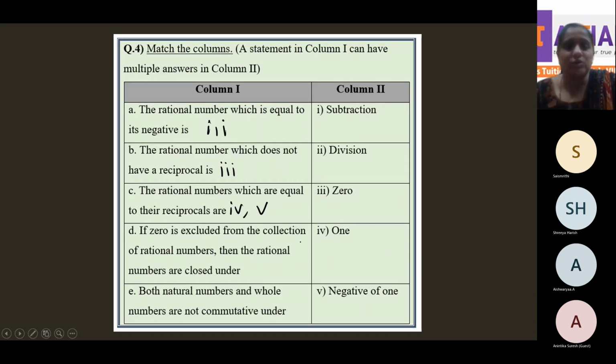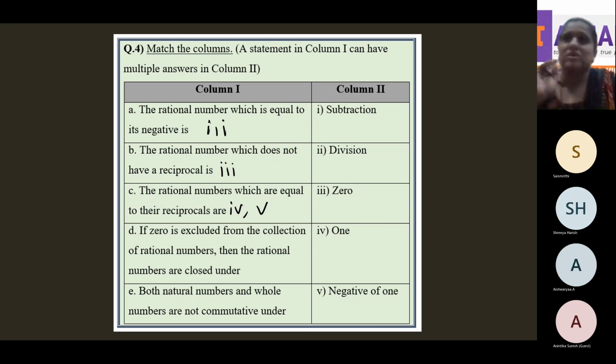If 0 is excluded from the collection of rational numbers, and rational numbers are closed under, meaning the difference of two rationals is rational, the quotient of two rationals is rational. Ma'am, I think it is both division and subtraction. Yes, that's what it is.